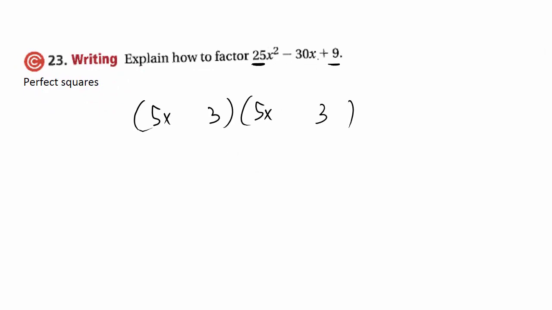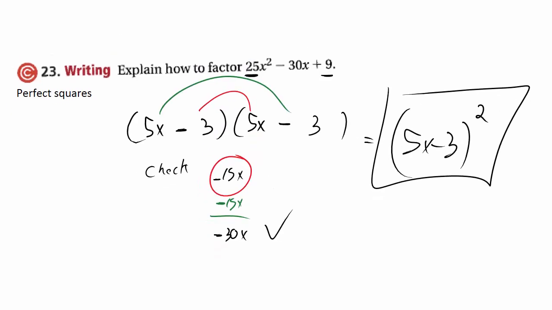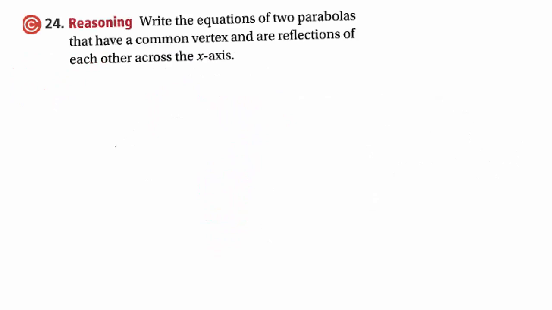Number 23, we're factoring a perfect square trinomial. 25 and 9 are both perfect squares. So that's my go-to, is to put 5 and 3 there. The signs are both negative, and you should write your final answer as the quantity 5x minus 3 squared.